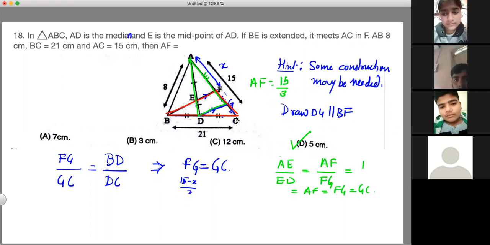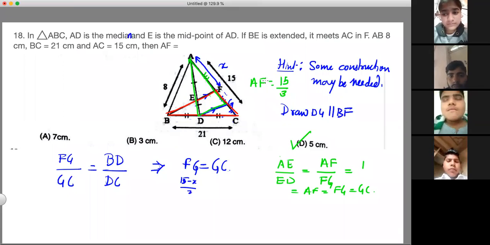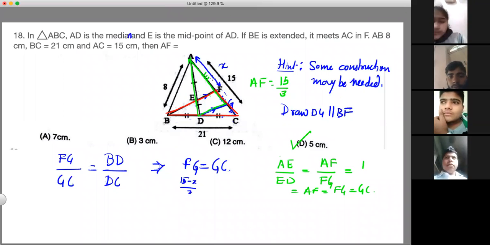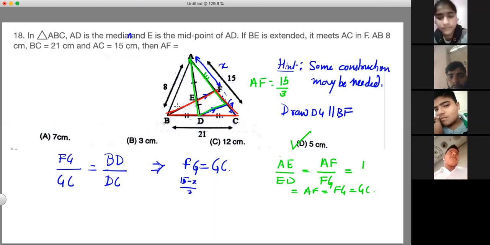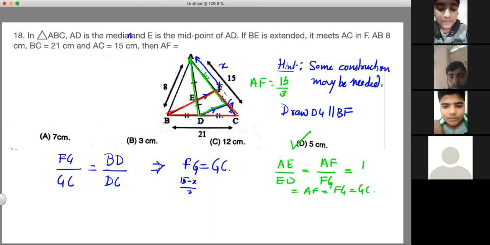Okay, so it is a pretty good question, right? Such questions do come in exams. So how does this question work? Now let's break it down and do it together. The first part is we have to draw a line DG which is parallel to BF, which is the most difficult part of this question. Thinking of which line to draw parallel is the most difficult, right? But how do we get that idea?